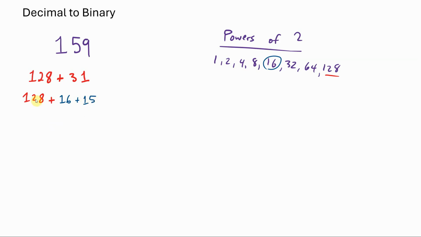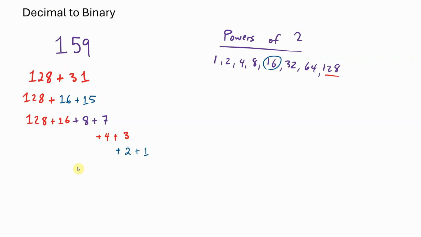Okay. So I have a perfect power of 2 up here, a power of 2 here, and then I repeat the process. What's the biggest power of 2 that is less than 15? Well, that's 8. So I'm going to rewrite this as 128 plus 16, and then instead of 15, that will become 8 plus 7. And then we're going to do the same thing with the 7. 7 here is going to be 4 plus 3. I'm speeding things up just a little bit. And 3 is really just 2 plus 1.